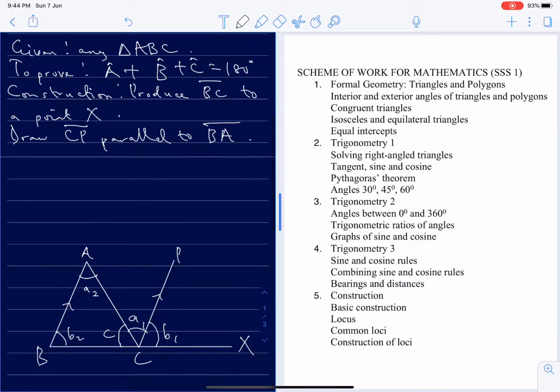So now with the representations on the diagram, you can see that angle A1 is equal to angle A2. I'm sure you can all remember that. The reason is that they are alternate angles. Angle A1 is equal to angle A2, since line BA is parallel to line CP. That simply means line AC is a transversal.